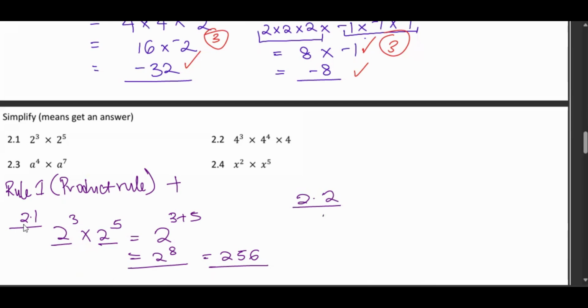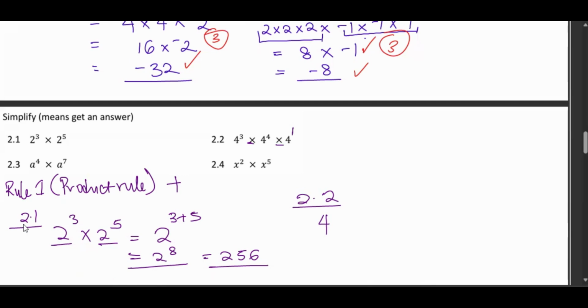Yes, we have 4 here. But 4 is multiplying with another 4, multiplying with another 4. So how many powers? Any number to the power nothing, there's always what? A 1. Any number to the power 0 gives you 1. Any number to the power nothing, there's an imaginary 1.